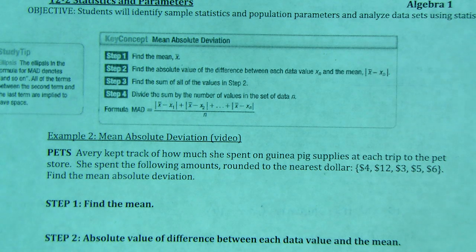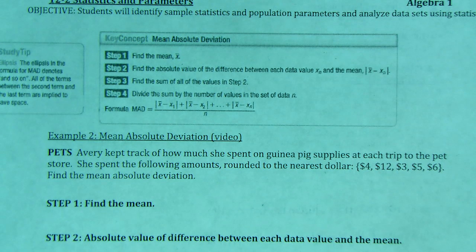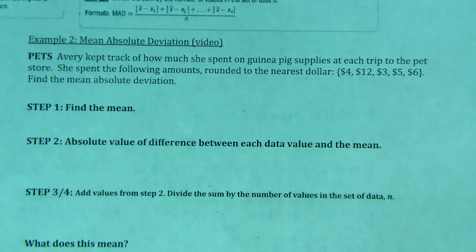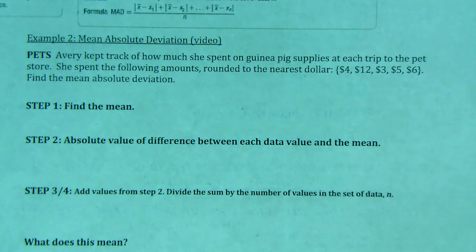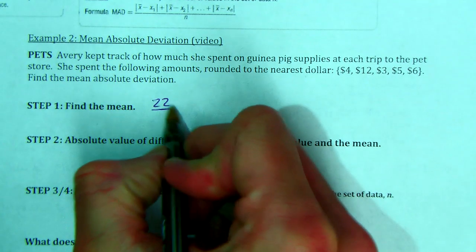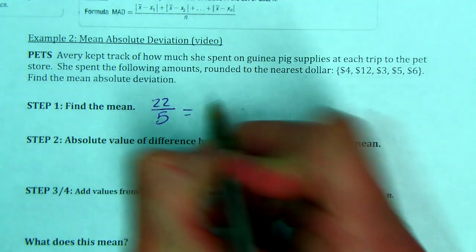So let's do this one, okay? In example 2, we were talking about pets. Avery kept track of how much she spent on her guinea pig supplies. On each trip to the pet store, she spent the following amounts, rounded to the nearest dollar: 4, 12, 3, 5, and 6. So first find the mean. We're going to add all 1, 2, 3, 4, 5 of them up. So 4 plus 12 plus 3 plus 5 plus 6, that total is 22, and we're going to divide by how many we have, which is 5. So 22 divided by 5 should give me 4.4, or $4.40, correct?